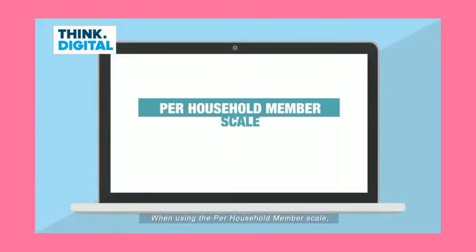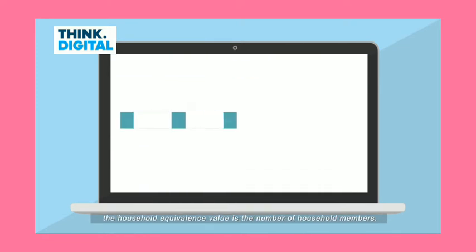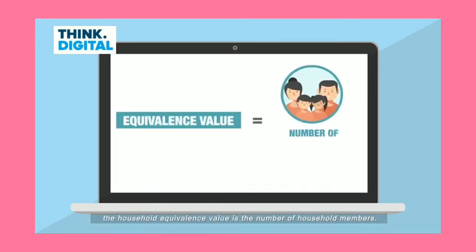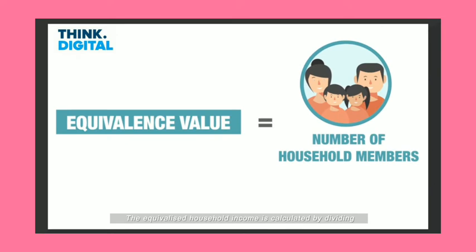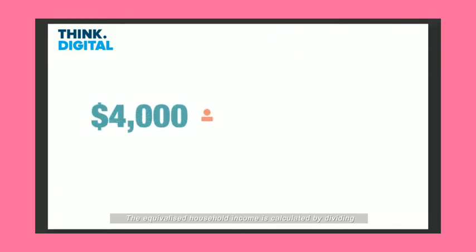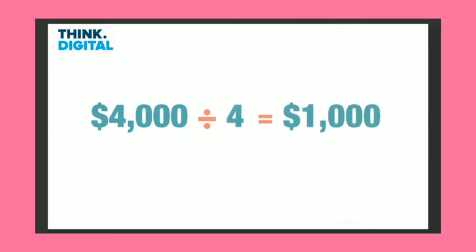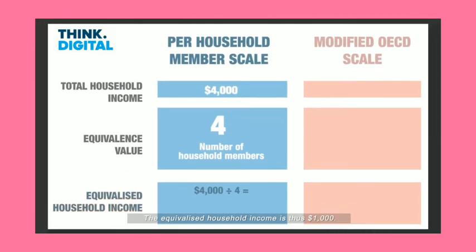When using the per household member scale, the household equivalence value is the number of household members. The equivalized household income is calculated by dividing the total household income by the equivalence value of 4. The equivalized household income is thus $1,000.